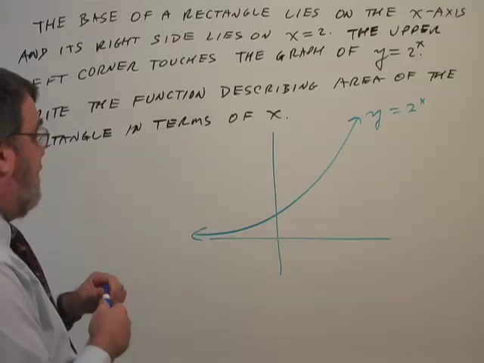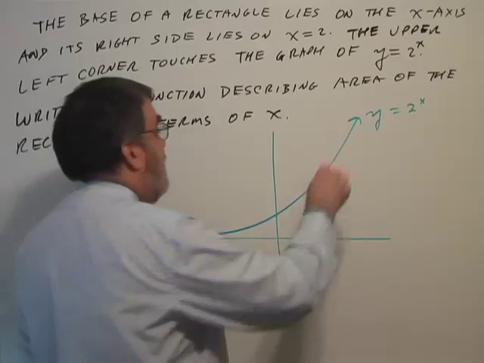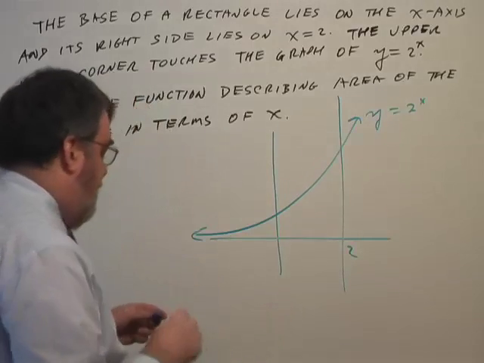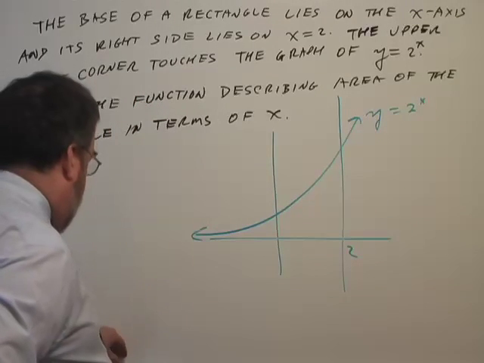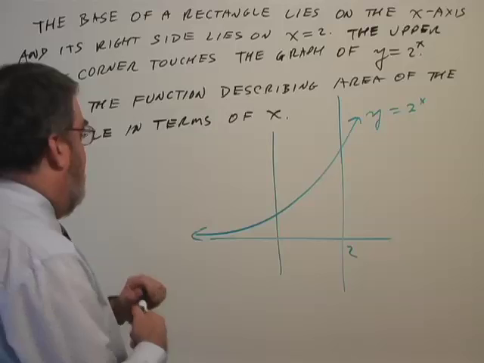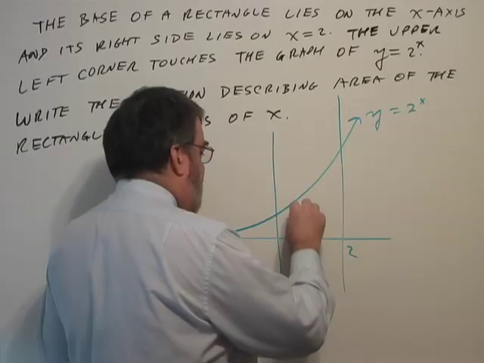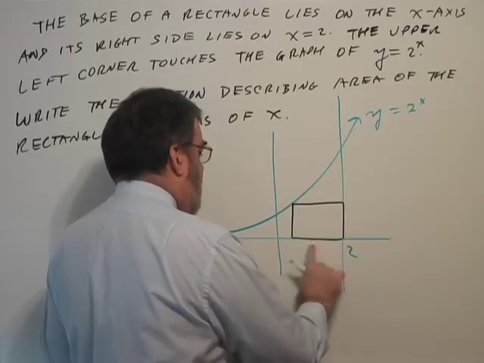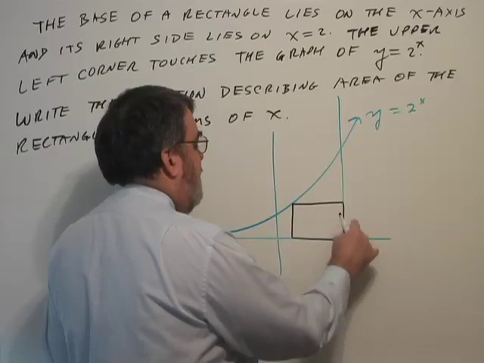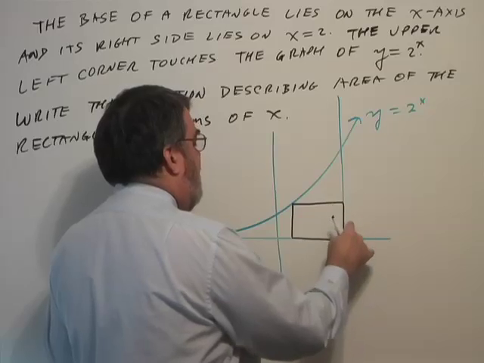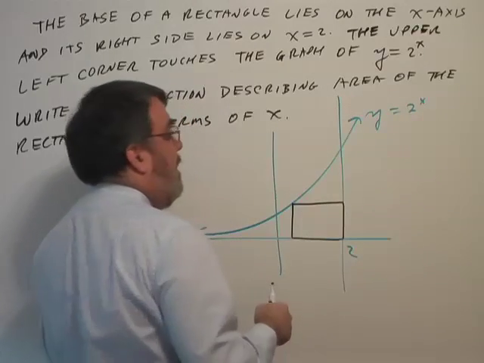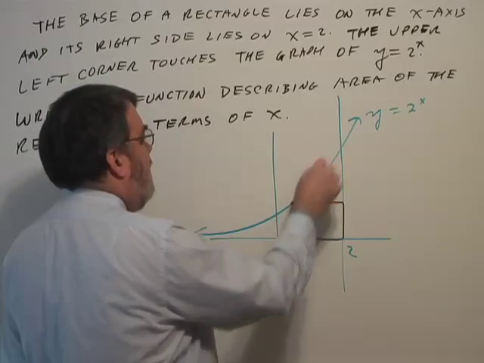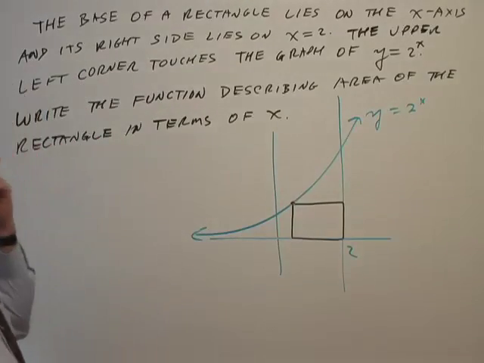Now, x equals 2 is a vertical line. And so a rectangle, which I'll do in black here, is going to have to look something like this, if I have described this right, and I think I have. The base lies on the x-axis. The right side lies on this vertical line, x equals 2. And the upper left corner lies on this graph, y equals 2 to the x.